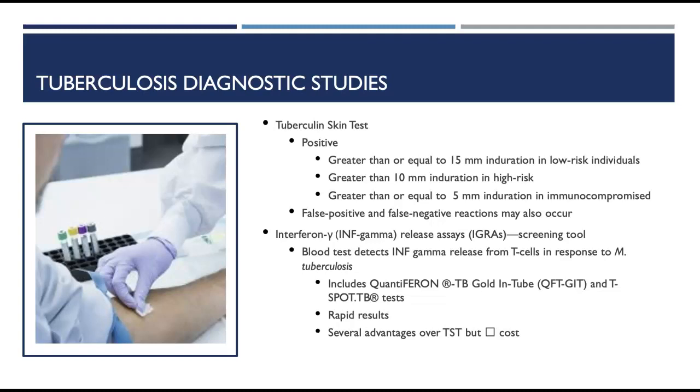The blood test, the interferon gamma release assay, detects the interferon gamma released from T cells in response to M. tuberculosis. There are some that are called the QuantiFERON-TB Gold In-Tube and the T-SPOT.TB test. The advantage is you get results quickly. The patient only has to come one time, but it is more costly than the tuberculin skin test.